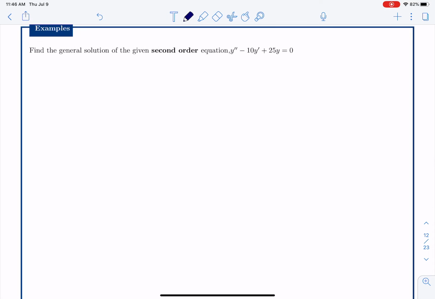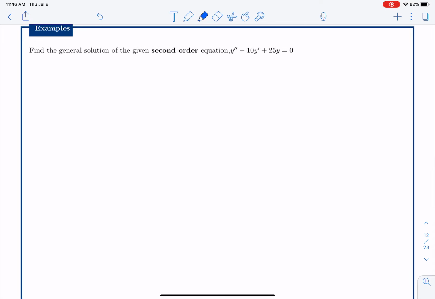Here is another second order equation. So the equation is y double prime minus 10y prime plus 25y equals 0, which would imply a is 1, b is minus 10, c is 25. So the step here is to find the auxiliary equation and its roots.